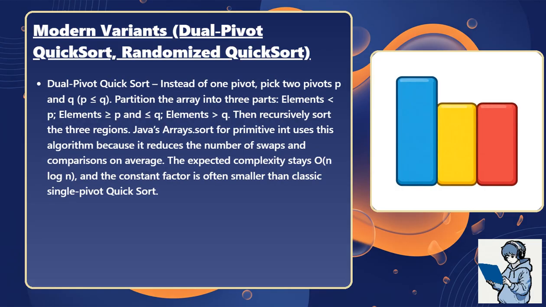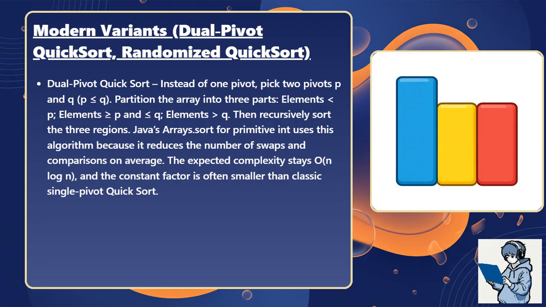And dual pivot quicksort: instead of one pivot, pick two pivots P and Q, with P less than or equal to Q. Partition the array into three parts: elements less than P, elements greater than or equal to P and less than or equal to Q, and elements greater than Q. Then recursively sort the three regions. Java's Arrays.sort for primitive integers uses this algorithm because it reduces the number of swaps and comparisons on average.